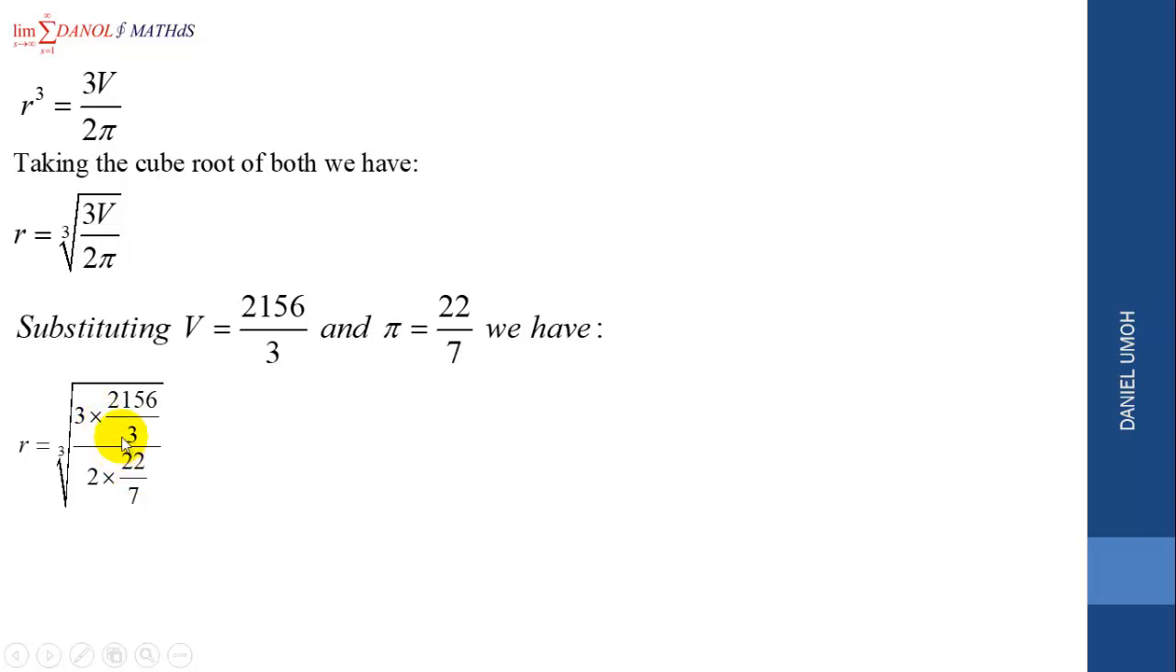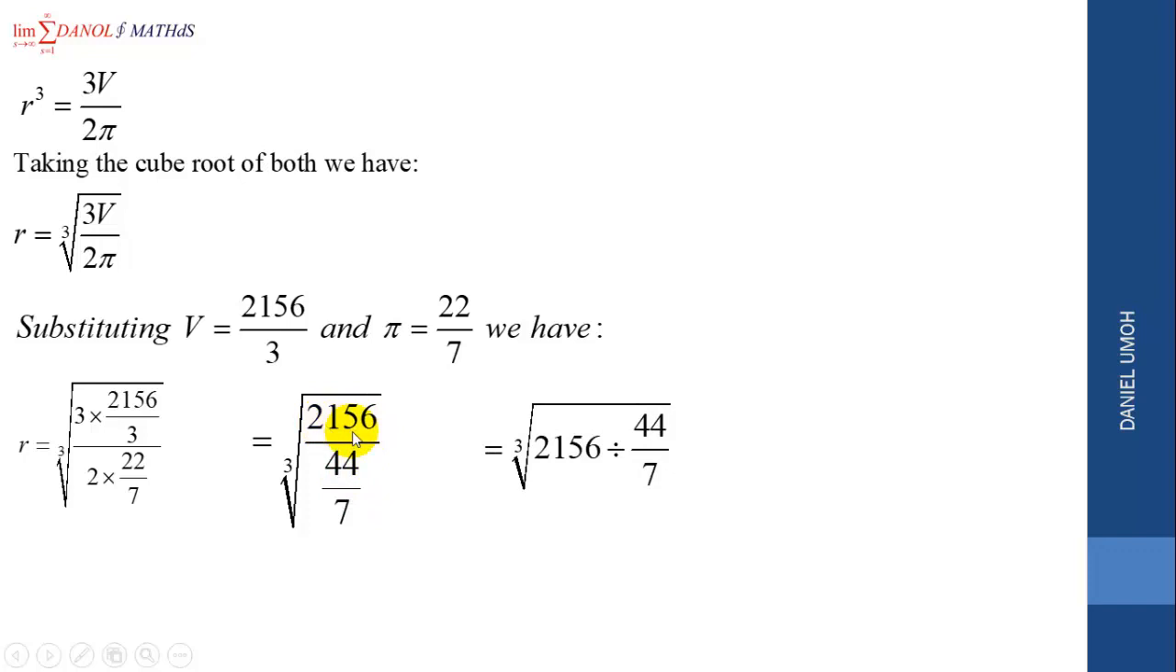Of course, if you look at it clearly, this 3 can cancel this 3. Then we now have 2156 all over 3 left. Let me go back again. We say from here, this 3 will cancel this 3. So what will be left is 2156. Then this is just simple arithmetic, 2 times 22, which is 44, all over 7. And this, if you analyze it well, means 2156 divided by 44 over 7.